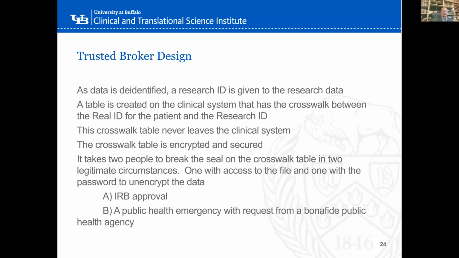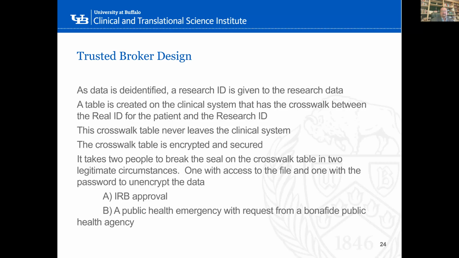So the way we do this in practical life is through a trusted broker design. The data is de-identified. A research ID, which is allowable by HIPAA, is given to the research data. And the table is created on the clinical system, linking the crosswalk between the real ID for the patient and the research ID. This crosswalk table never leaves the clinical system.